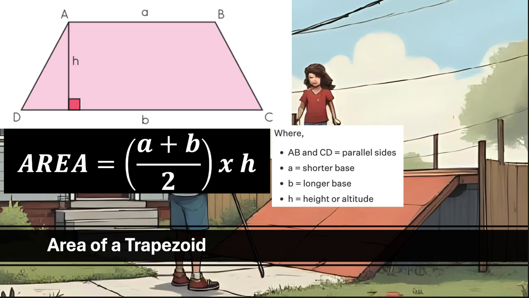So I want you to use this formula. Area is equal to (a plus b), which are the bases, over 2, times the height. So what is the benefit? It gives you the exact space a trapezoid covers, important for painting, flooring, carpentry, or even design.